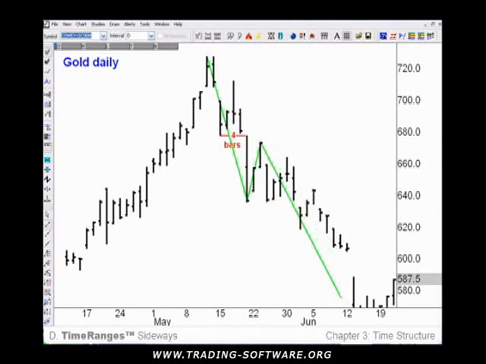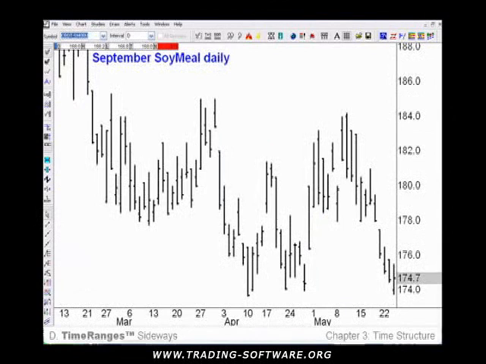Price action really ought to go way down there. Here's the September soy meal daily chart. Let's see if we can find time ranges here. First off, there are 2 pivots here with the exact same high. This one will be T1, and by the way, T1 goes all the way through here because this bar also has the same high as this pivot high.